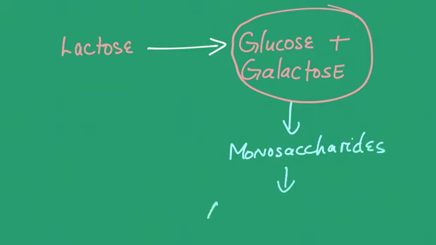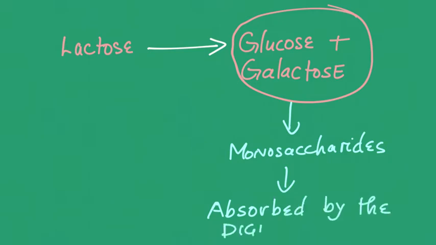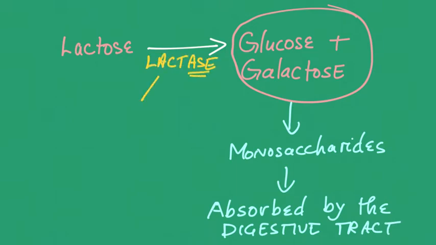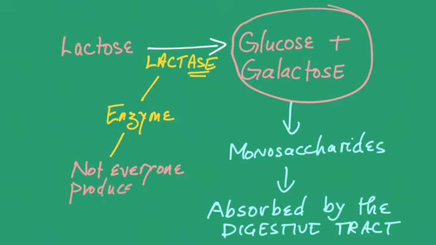If lactose is not broken down, then it causes a lot of discomfort in the digestive tract because it cannot be absorbed. People who are lactose intolerant do not produce an enzyme called lactase. Lactase is the enzyme that helps us to break down lactose into glucose and galactose. Ase means enzyme. Not everyone produces a sufficient quantity of this enzyme, and so that results in a condition called lactose intolerance.